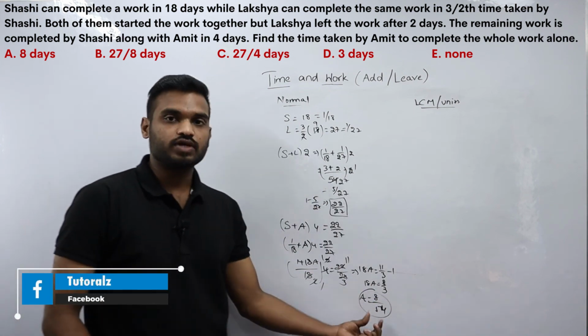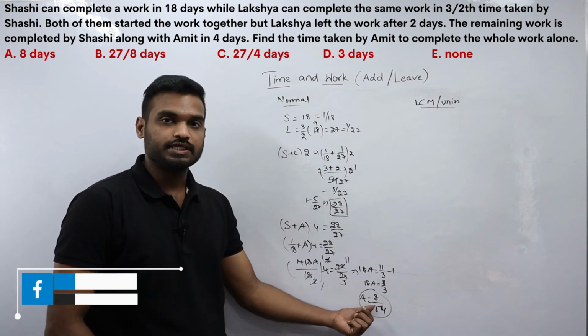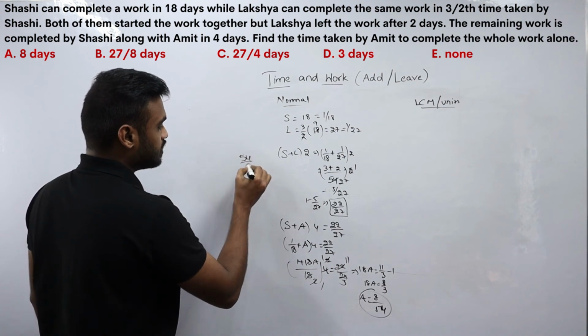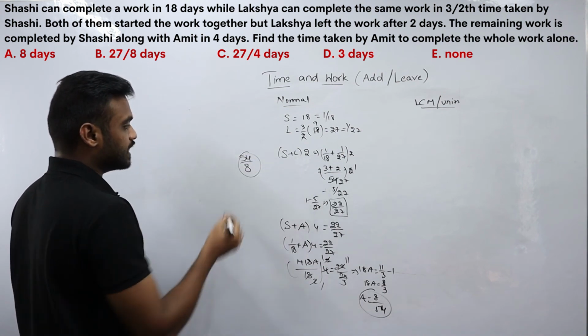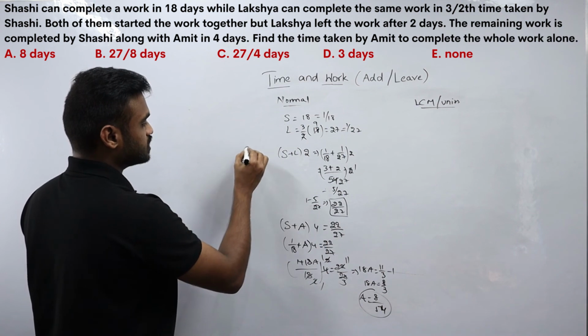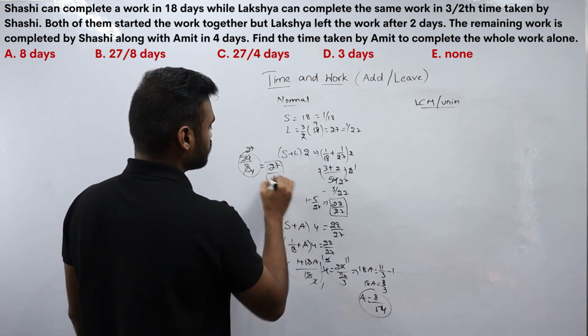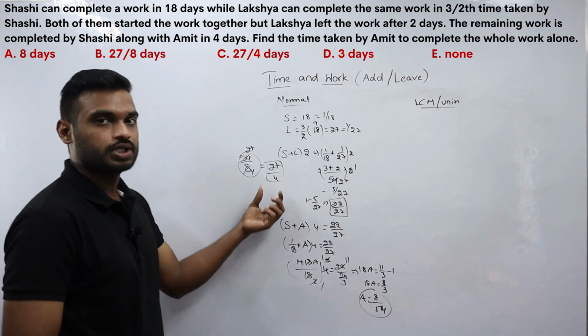So this is the 1 day's work of Amit. Okay, 1 day's work of Amit is 8/54. So Amit totally takes 54/8 days. That also can be written as 2 4s 8, 2 27s 54, that is 27/4. This is the total time taken by Amit to complete the whole work.